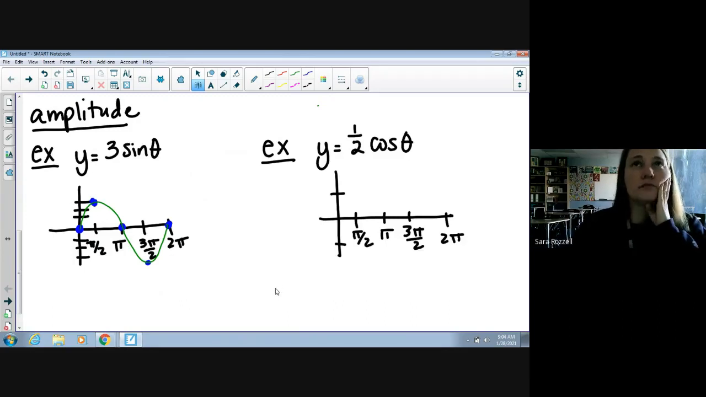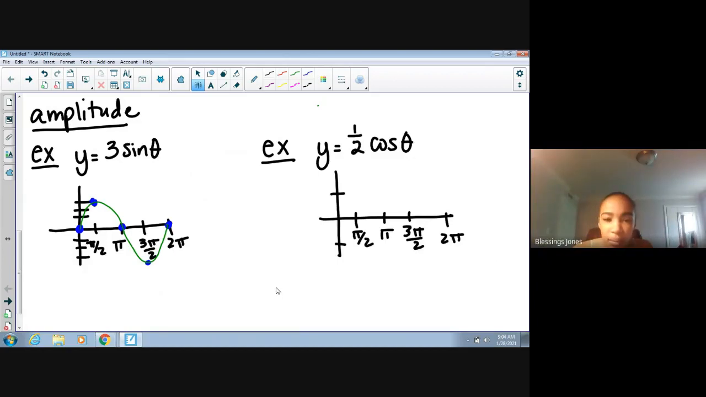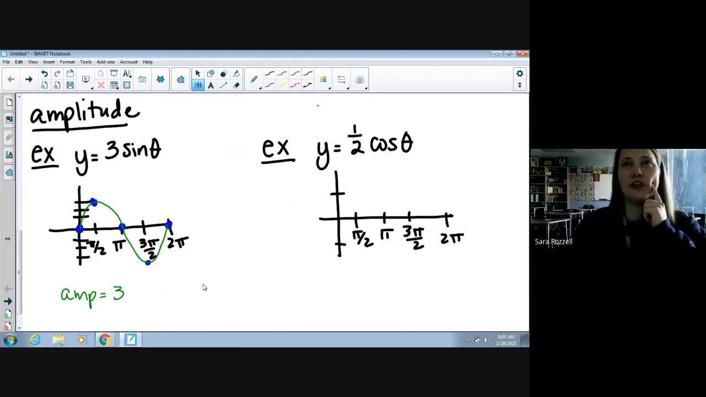Yep. Okay, so I'm sorry, what did you say? I'm stuttering, I'm sorry. You had said a statement. You were like, 3 would be the amplitude? Yeah, okay. Amplitude is 3.